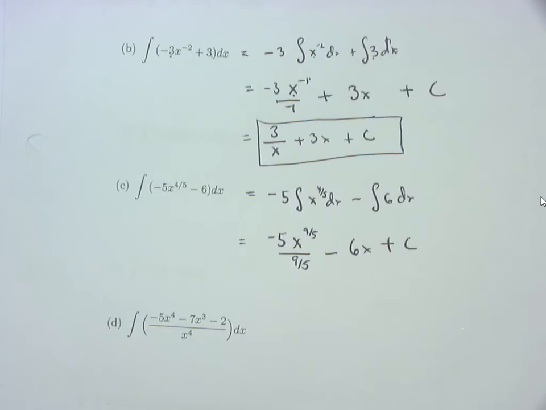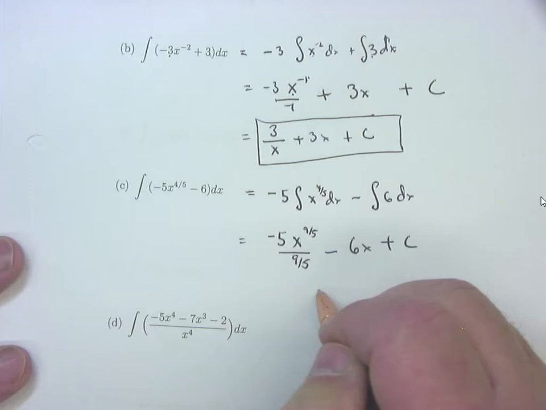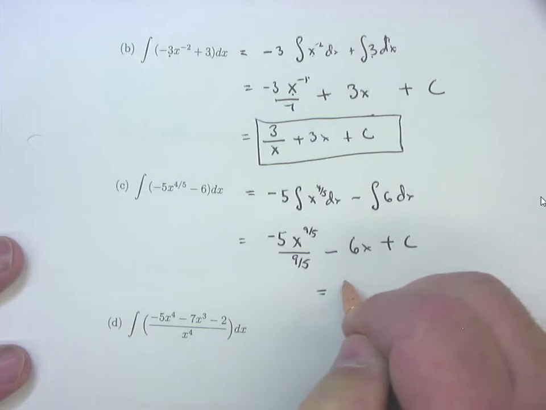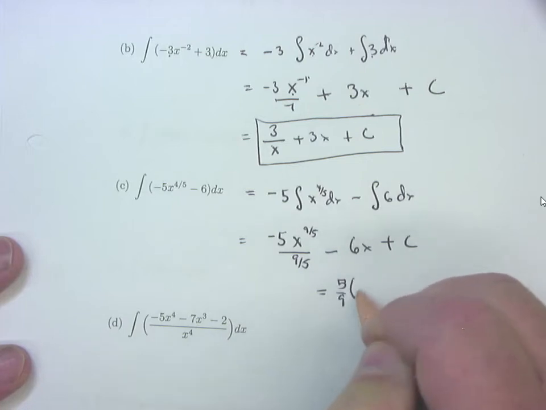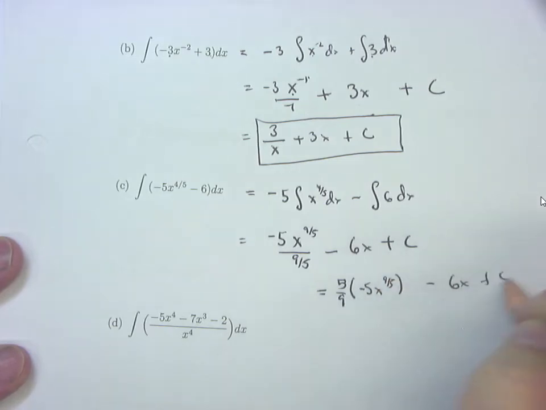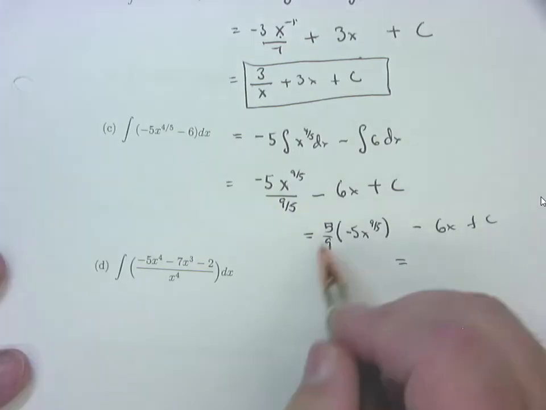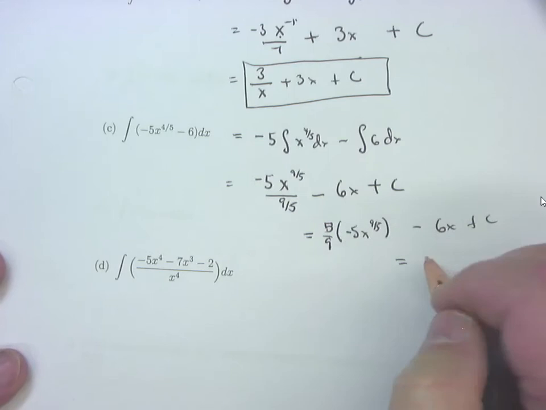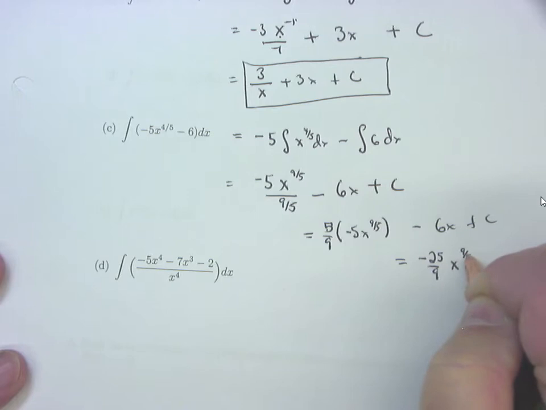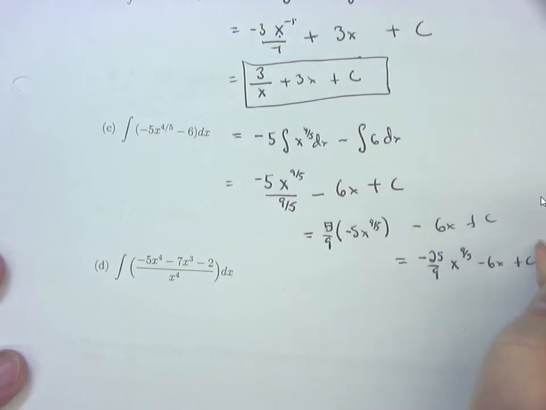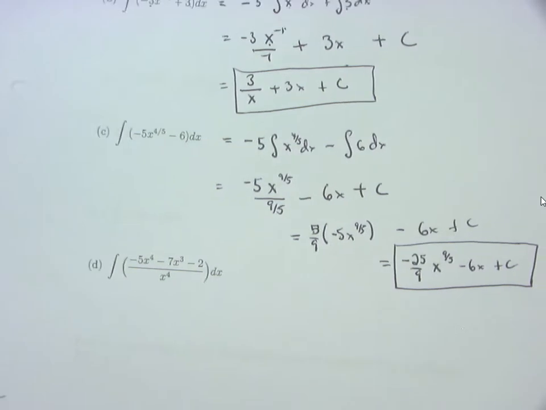And what's the last thing you got to do? Clean them up. So I'm going to invert and multiply. So this ends up being 5 over 9 times negative 5x to the 9/5 minus 6x plus c. And then the last thing, clean it up. 5 times a negative 5 is actually a negative 25 over 9, x to the 9/5 minus 6x plus c, and there's my resultant. Does that make sense?